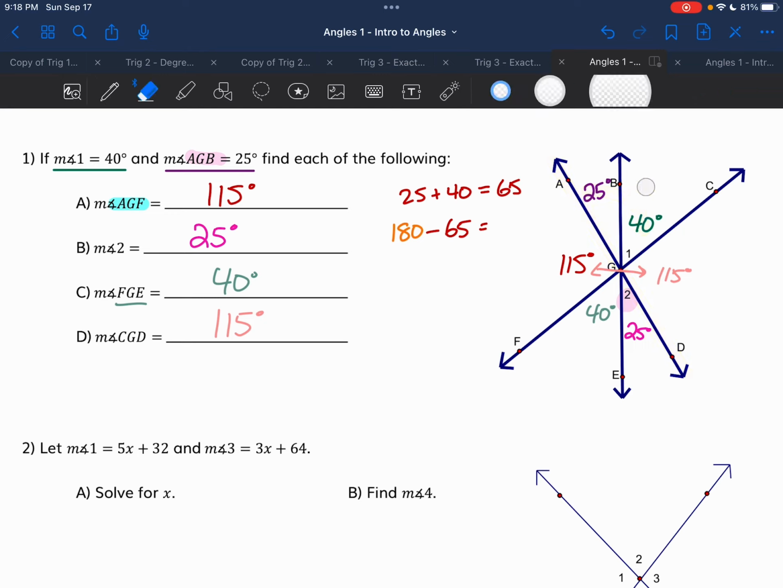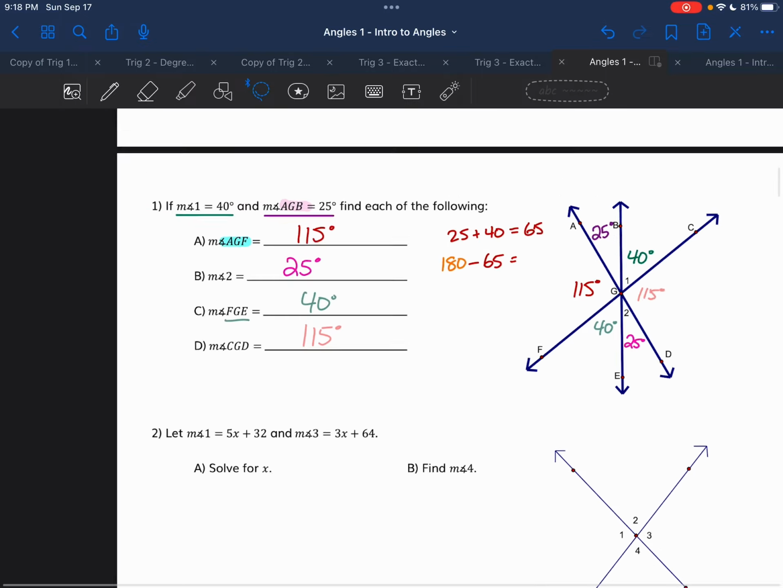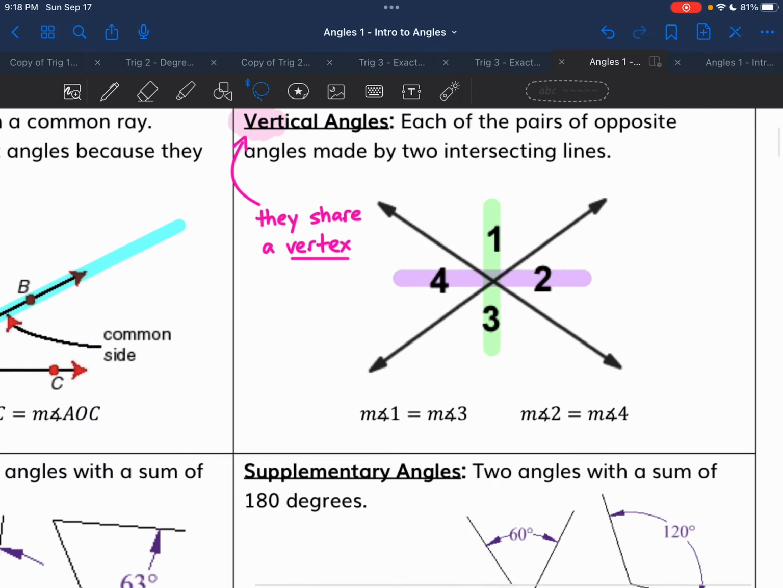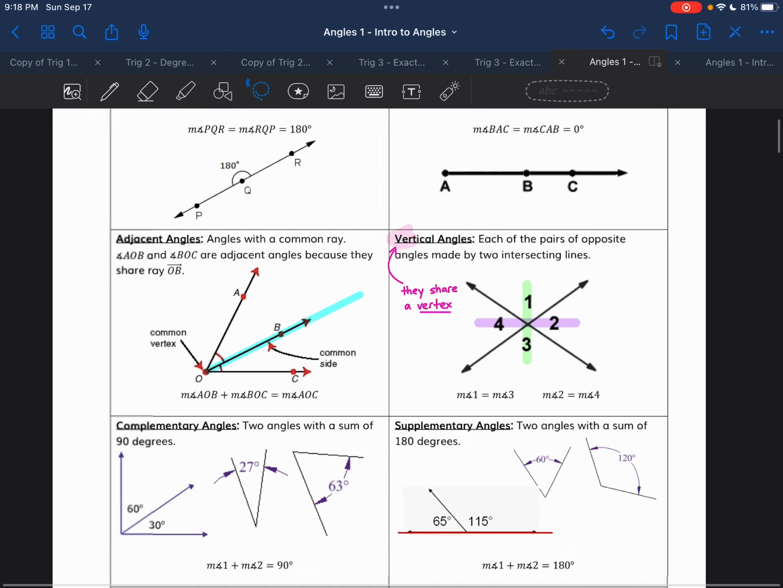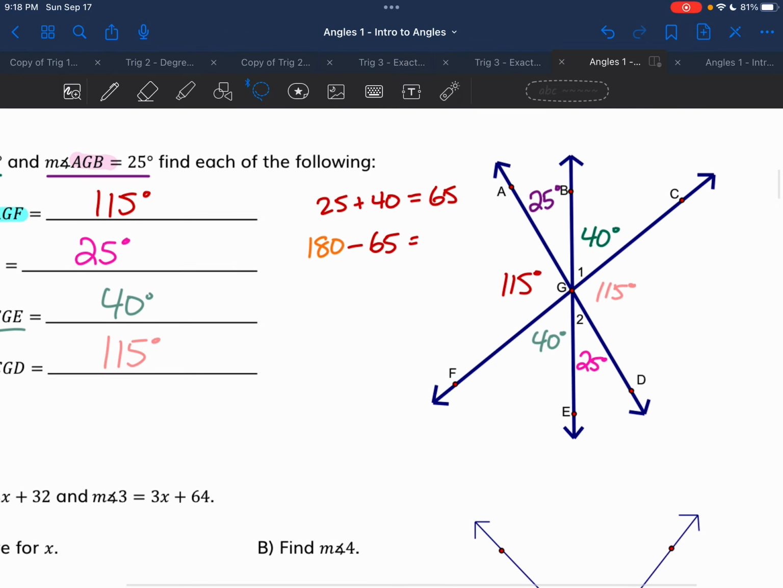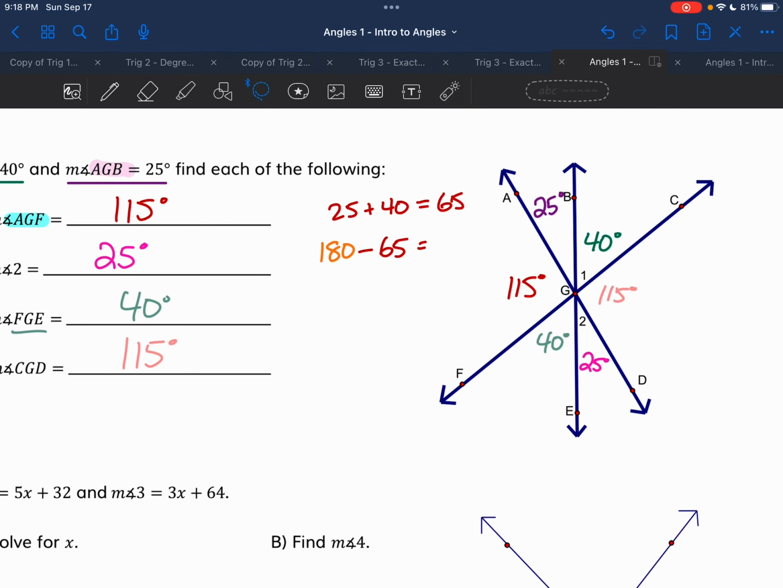So when it's all said and done and I get rid of all of these lovely extra pieces, with just that idea that a straight line is 180 and just that idea of, again, vertical angles across from one another sharing a vertex, doesn't have to be up and down. Vertical here doesn't mean up and down. It means they share a vertex. Boom. I can fill in what I need to fill in.